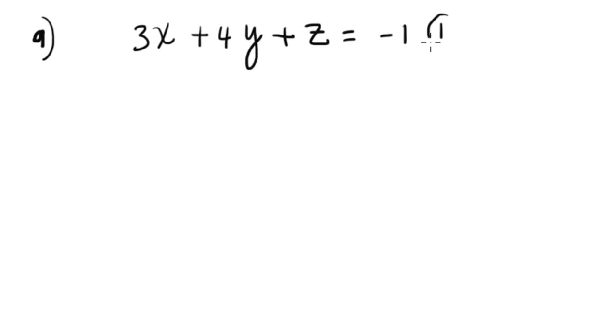Okay, question 9. Question 9 is a system that contains 3 variables. The 3 equations and 3 unknowns.